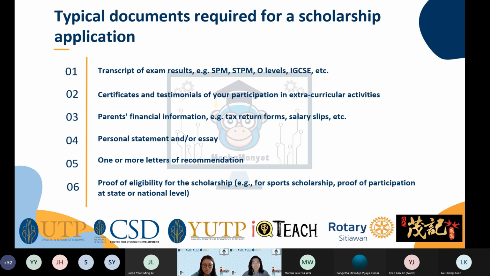Six, proof of eligibility for that scholarship. Taking an example, if you were to apply for a sports scholarship, you should send in your proof of participation or achievement at state, national, or international level.